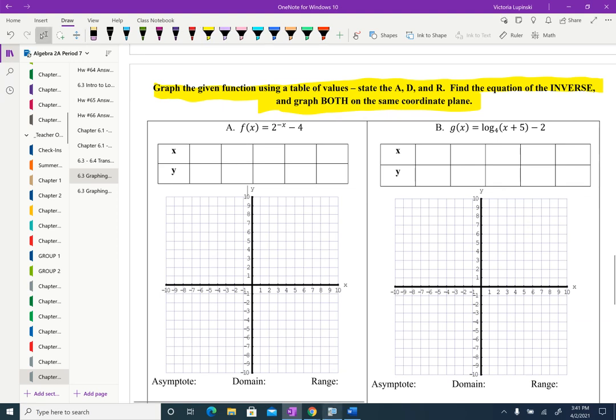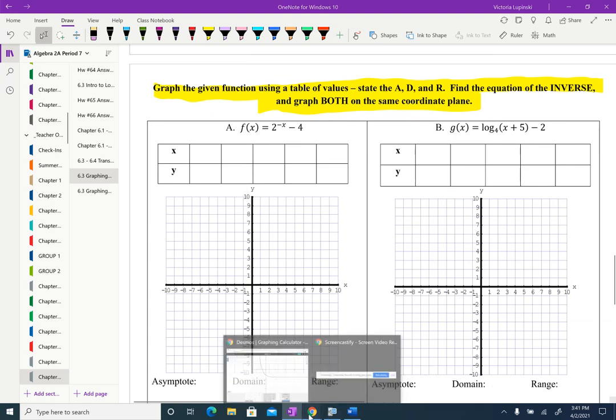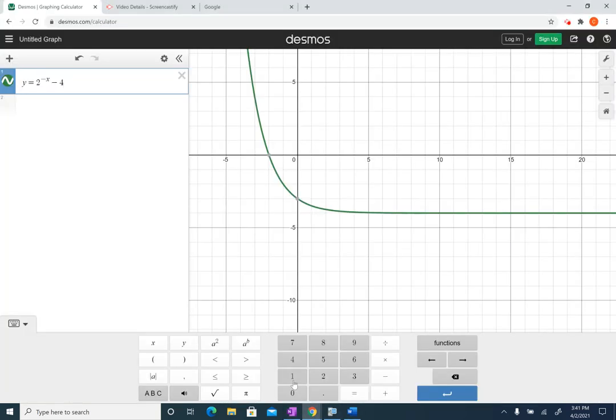So first, let's do 2 to the negative x minus 4. Let's use Desmos for that one. If you're a Desmos user, you're going to go to the Desmos website. You're going to type in very carefully y equals 2 to the negative x minus 4. You can see here what the graph looks like. Notice it's approaching the asymptote, which even though it's not actually there, you can clearly tell is at negative 4.